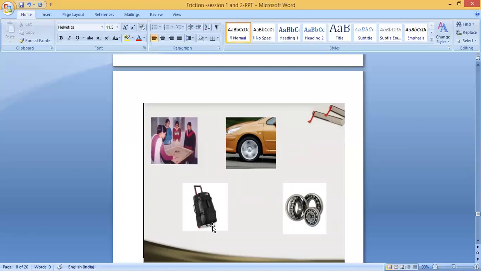Here you see the rollers. These rollers also give less friction. Suppose the whole surface of the bag were touching the ground, what would happen? Friction would be more. Instead of that, there are only 4 wheels, or 2 or 3 wheels. With 4 wheels touching the surface, friction will be very less, and also this is rolling friction, so it is lesser than sliding or static friction. Same like here you can see the ball bearing. This ball bearing is also rolling, so it gives less friction.